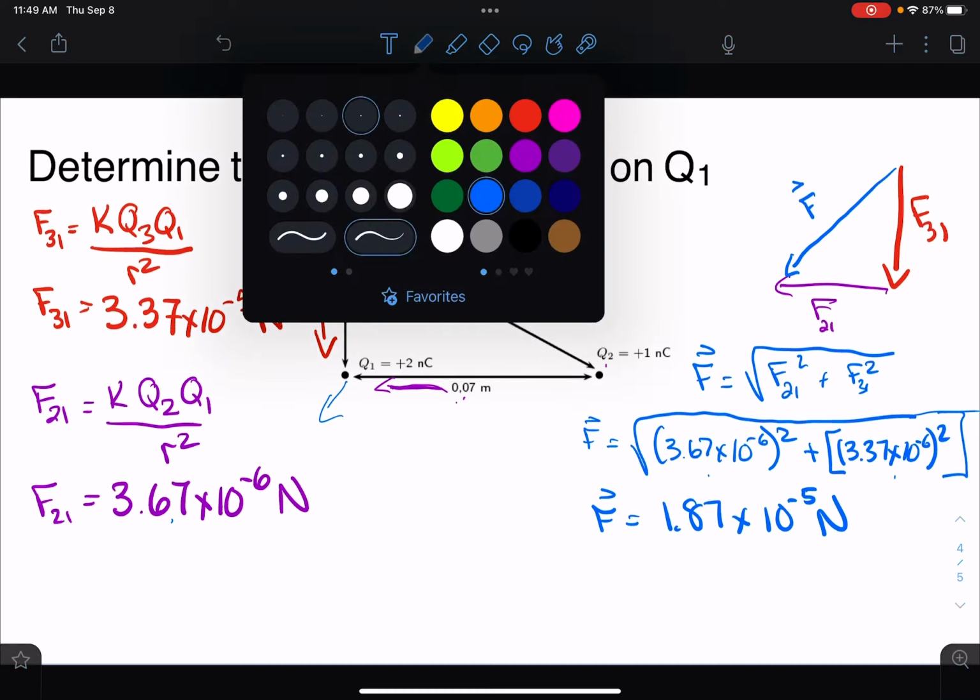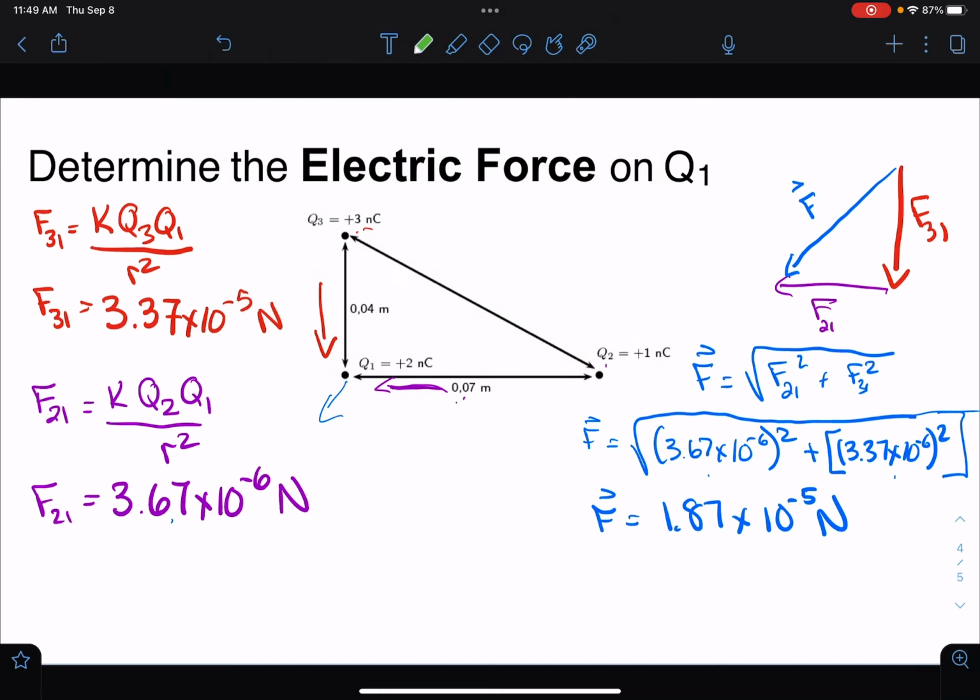Otherwise, that's just a lot of rounding. Okay. And again, if it is asking for a direction, this would be our angle right here from the beginning of our force. Again, I'm going to go ahead and use tangent of theta, which would be my F2 over 1 divided by my F3 on 1.